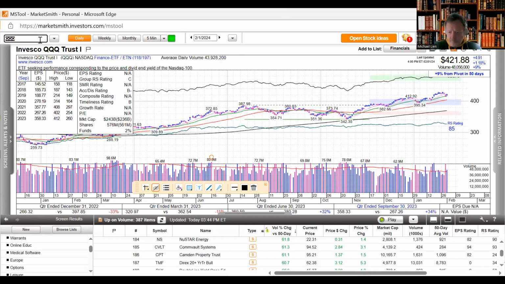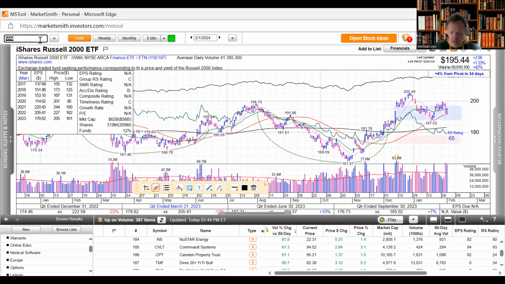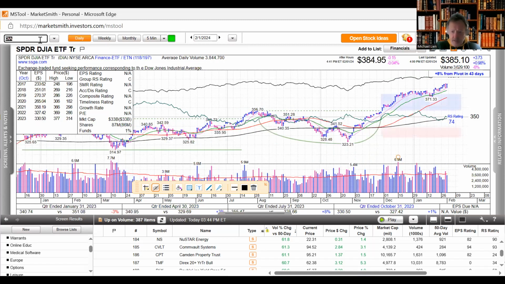The NASDAQ bounces back, bounces off its 20-day moving average. The equal weight, taking out the seven mega caps, is up 1.1. IWM bouncing off the 50-day moving average, pretty strong, 1.33. And the Dow Jones is up nearly 1%. So it pulled back to its 10-day moving average and bounced up accordingly.